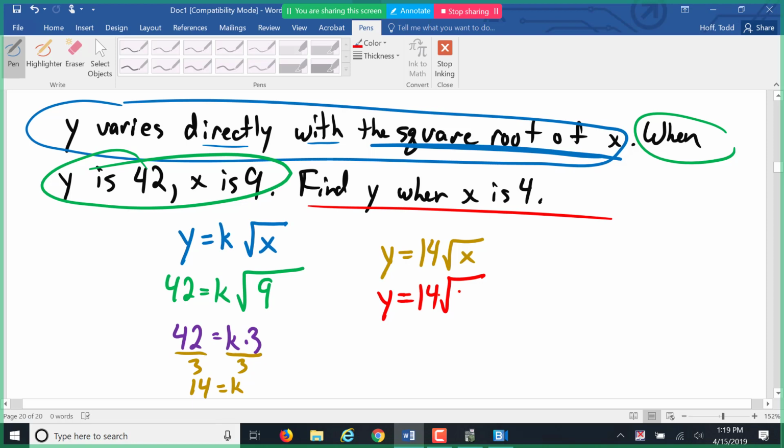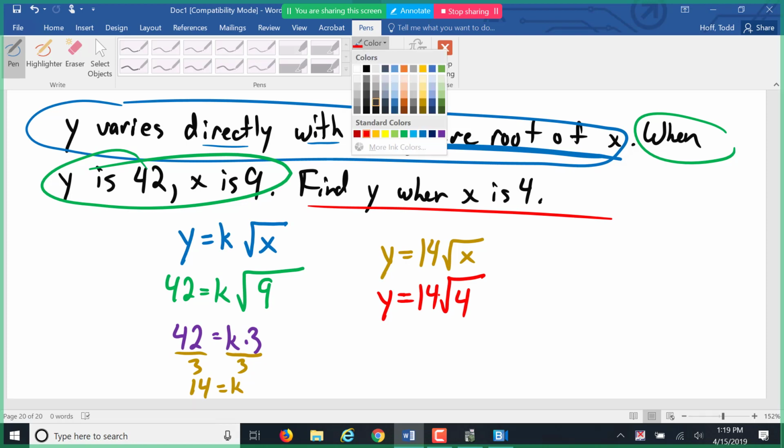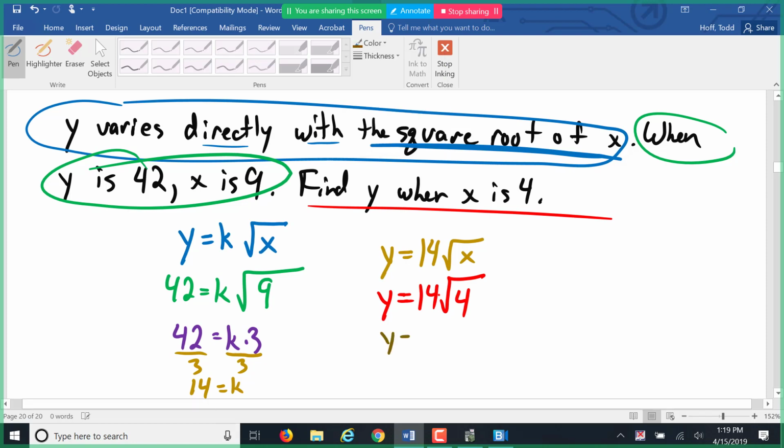Fourteen times the square root of 4. So 14 times the square root of 4 is 2. So y equals 28. What do you think? Not so bad?